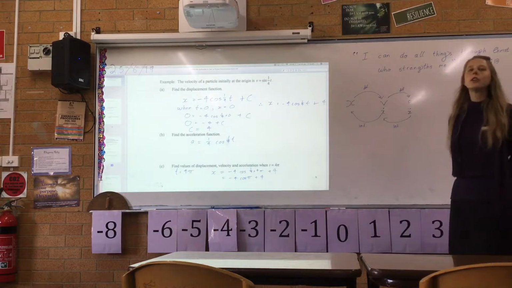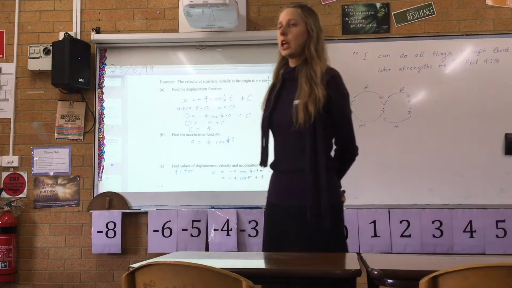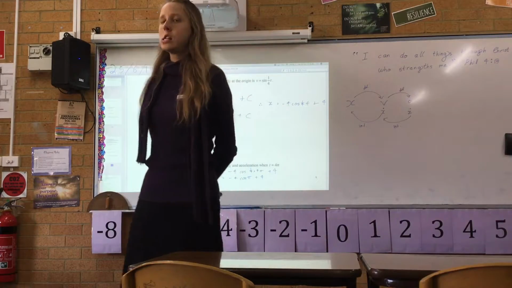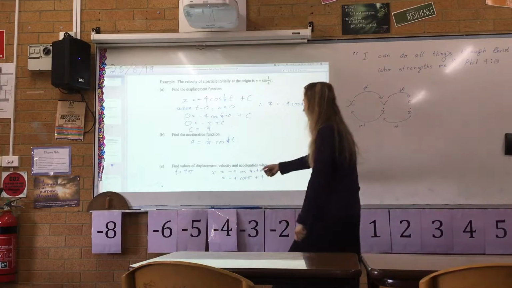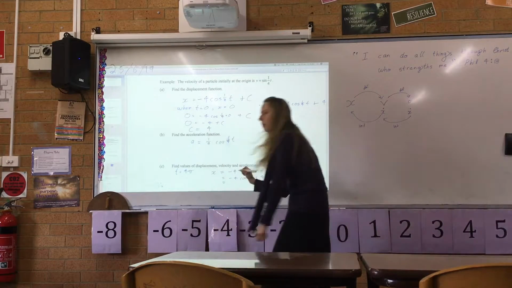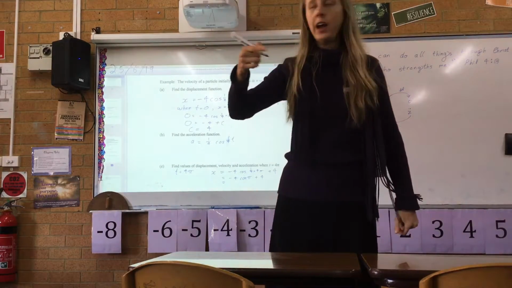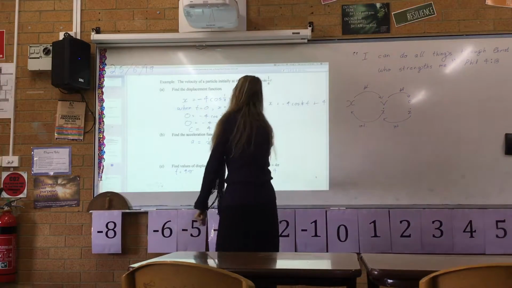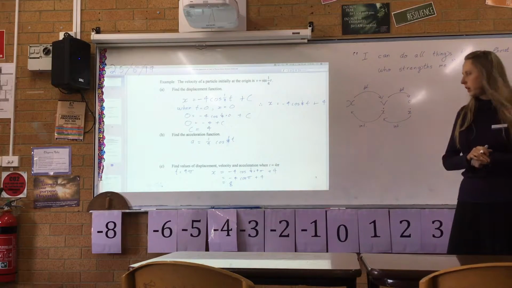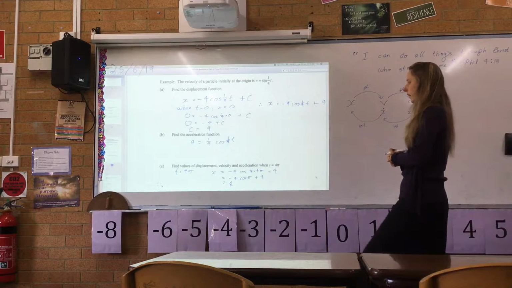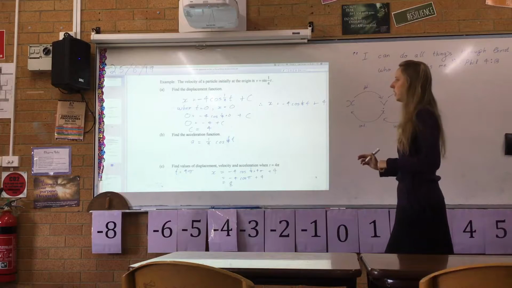Do you remember what cos is at pi? 0. Negative 1. Thank you, Amy. It is negative 1. So this is negative 1. So negative 4 times negative 1 is positive 4. And positive 4 plus positive 4 is 8. X is 8. You could, of course, have put that straight into your calculator.